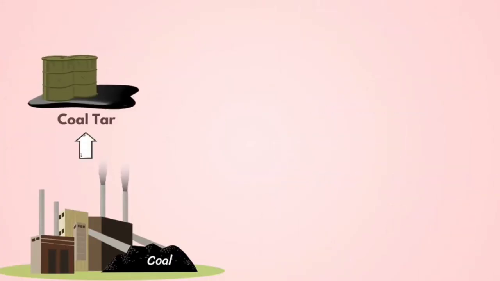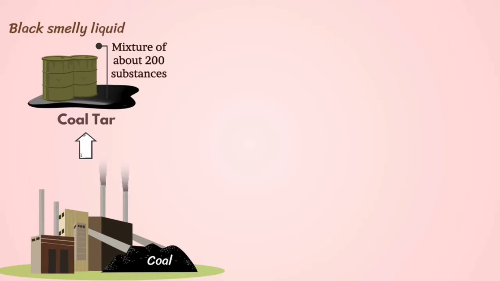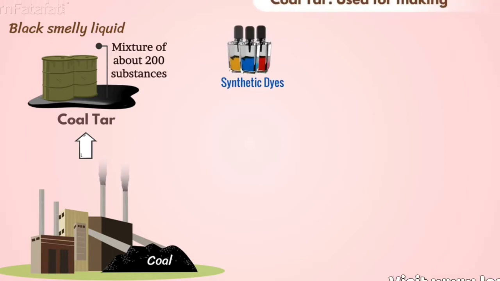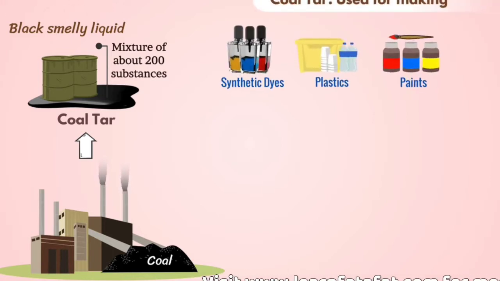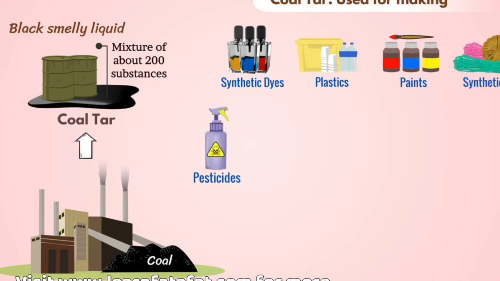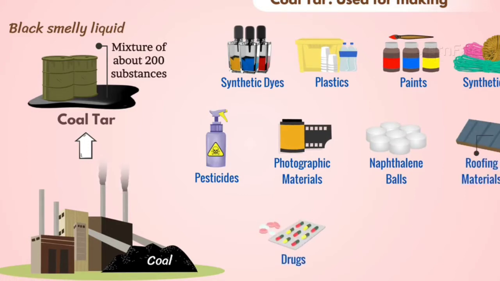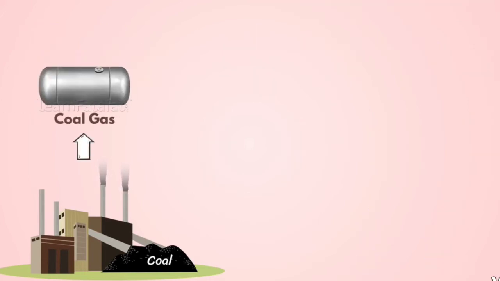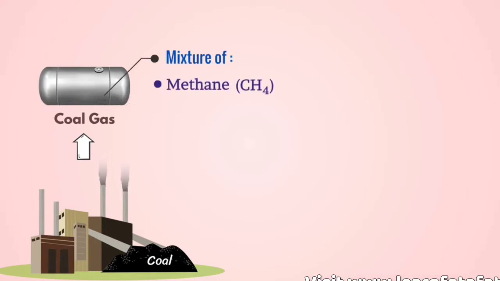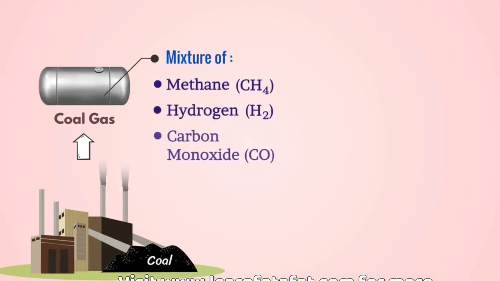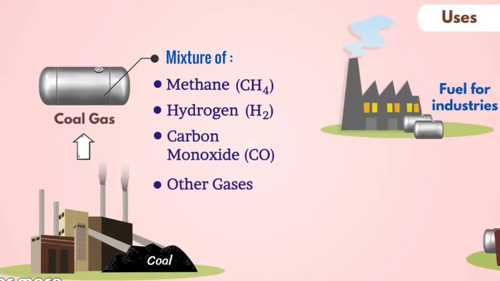Coal tar. It is a black smelly liquid having a mixture of about 200 substances. It is used for making synthetic dyes, plastics, paints, synthetic fiber, pesticides, photographic material, naphthalene balls, roofing materials, drugs, explosives, perfumes, etc. Coal gas. It is a mixture of methane, hydrogen, carbon monoxide and other gases. It is used as fuel for industries and household fuel.